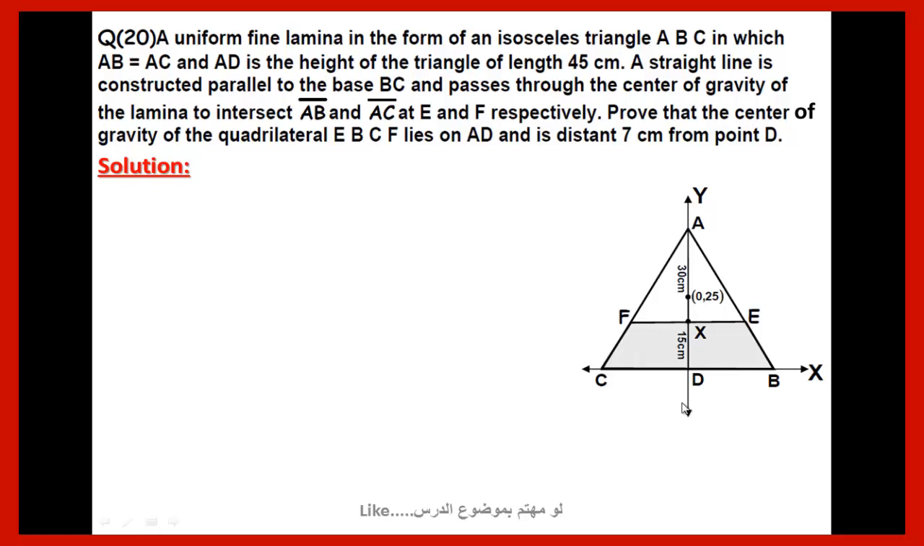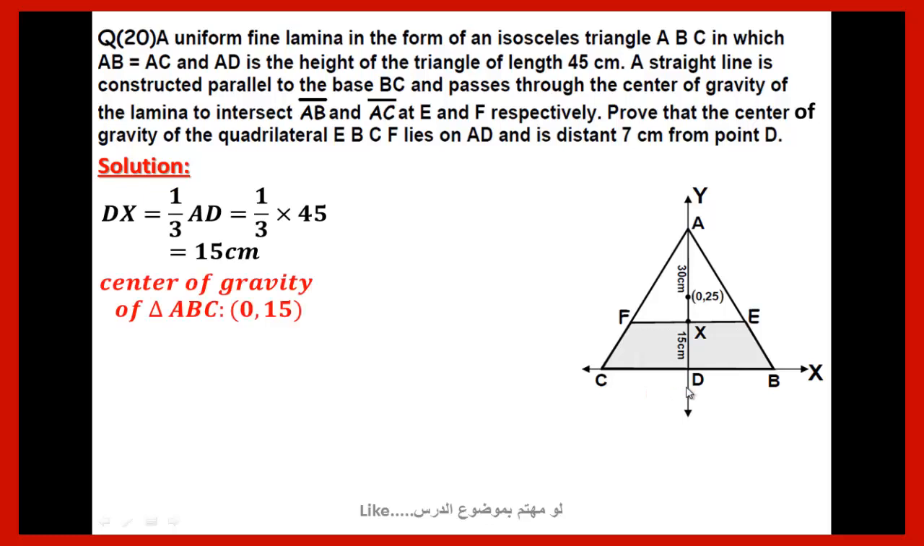And we can deduce that the center of gravity of triangle ABC is the point 0 and 15. Taking x-axis and y-axis, and D as the origin point, the center of gravity with respect to the two axes is 0 and 15.